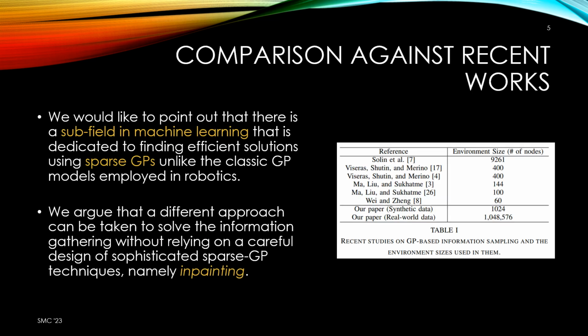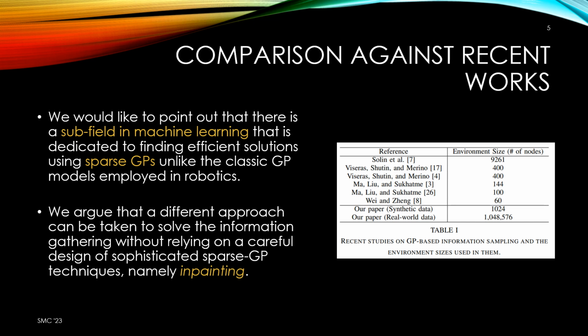We would like to point out that there is a subfield in machine learning that is dedicated to finding efficient solutions using sparse GPs that can scale up to thousands of information points, but that is usually not employed in the robotic literature.